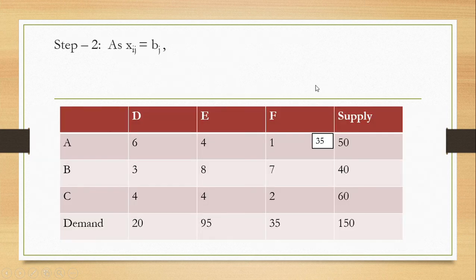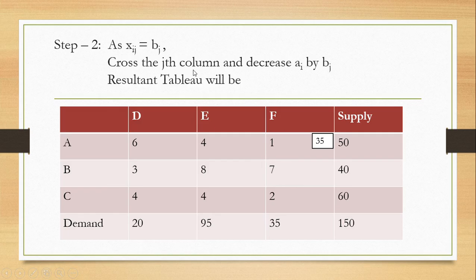Now we move to the second step. If you remember, we have three conditions. As per those three conditions, xij is equal to bj. So we have to cross off the jth column and decrease ai by bj. We have crossed the column, and we have decreased ai by bj: 50 minus 35 is equal to 15. So this would be the resultant tableau. The first procedure is over.